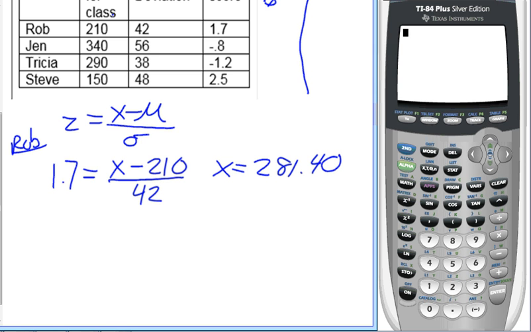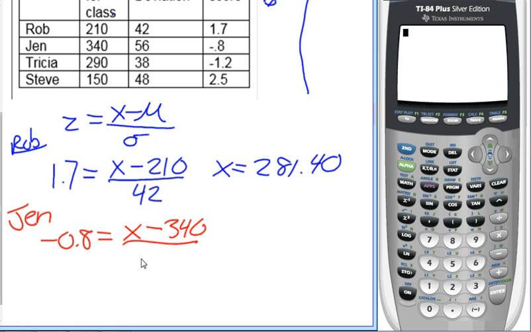Now, if I go to Jen, her z-score was negative 0.8. We don't know how much money she raised. The mean for her class was 340, and the standard deviation was 56. When I solve this one for x, I get that Jen made $295.20.